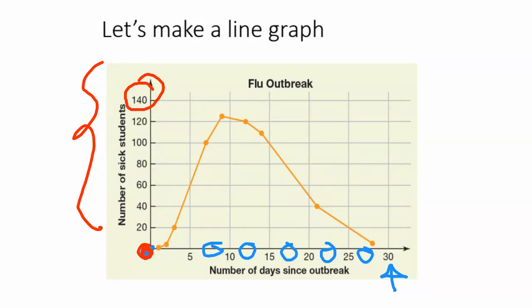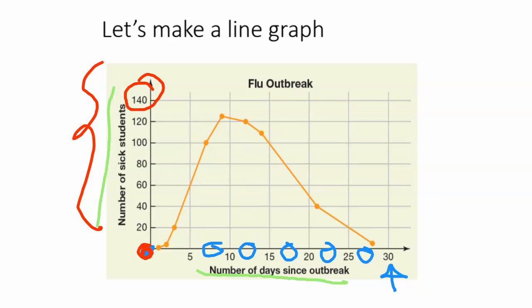And notice I also connect them. Now, a couple of things you're going to need to know. First off, you are going to need to label axes. Well, if you have a table, look at the first column. The table says number of days since outbreak. That's the title for the horizontal axis.